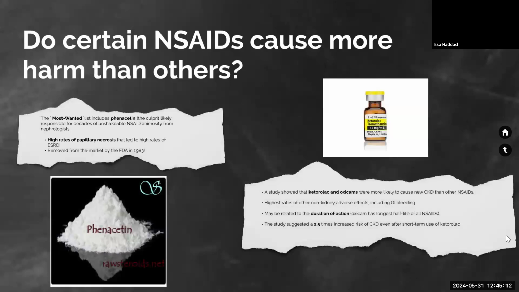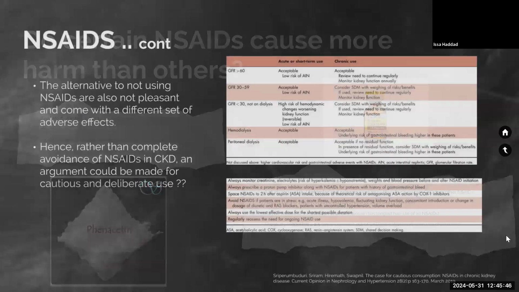Now, ketorolac and oxicams were actually more likely to cause new CKD than other NSAIDs. The theory behind that is their long duration of action. Oxicams have the longest half-life of all NSAIDs. The study suggested a 2.5 times increased risk of CKD even after short-term use of ketorolac. So maybe that's something we need to have a talk with the ED physicians about.